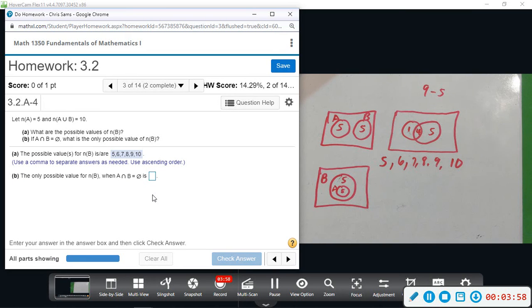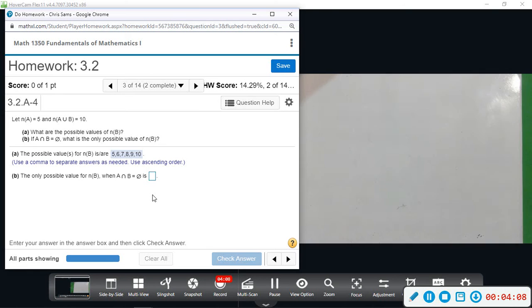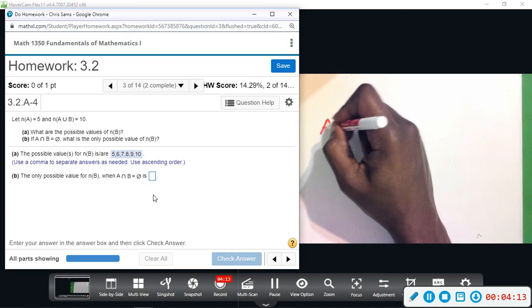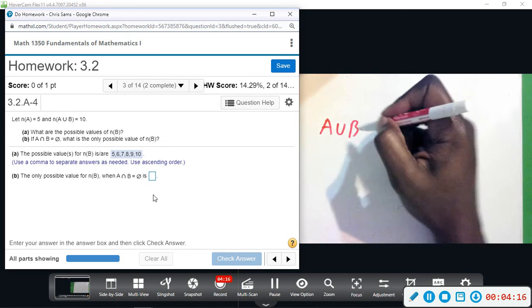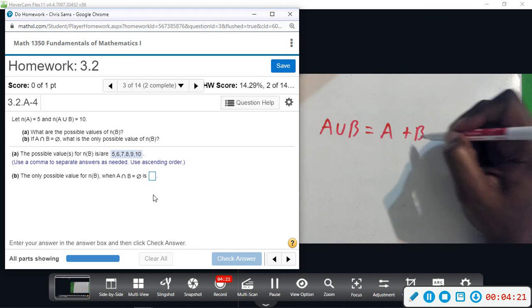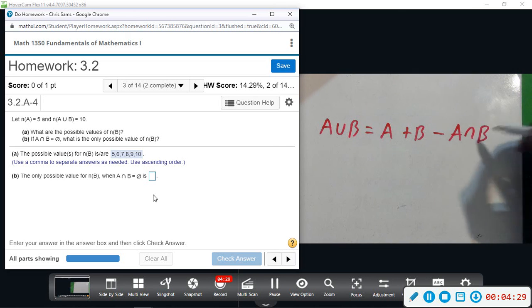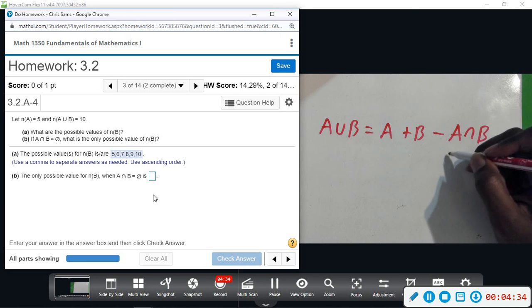Okay, part B says the only possible value for N(B) is when A intersect B is 0. So this is going back to the definition of union. If I'm going to union two sets, A union B, that is equal to the elements in set A plus the elements in set B, subtract the overlap. This is if they have something in common, A intersect B.